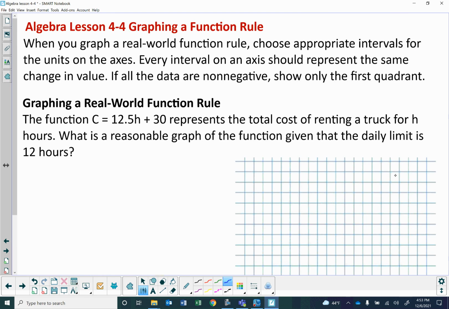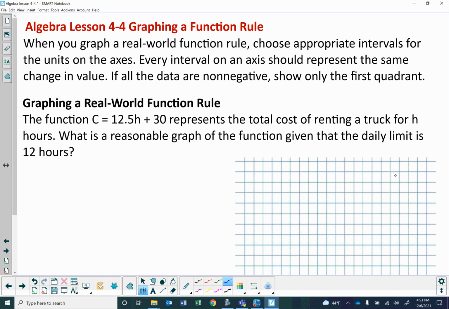All right, when you graph a real-world function, choose appropriate intervals for the units on the axes. Each interval on the axis should represent the same change in value. I talked about this before. So if I'm counting by ones on my x, I need to make sure everything counts by ones. And on my y, if I count by fours, it has to go by fours.